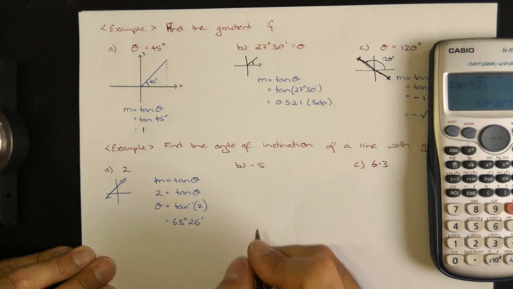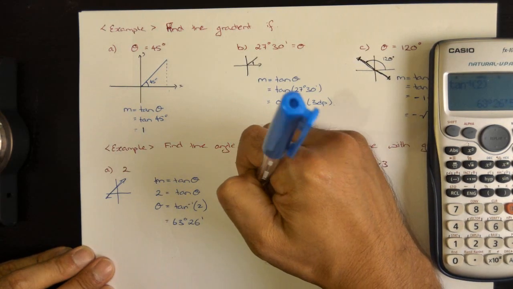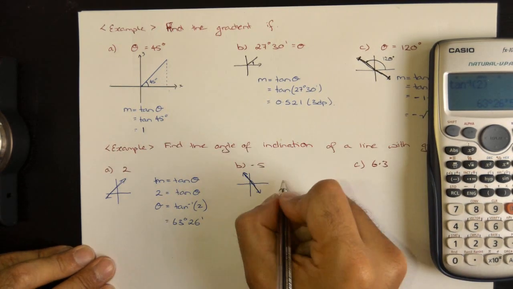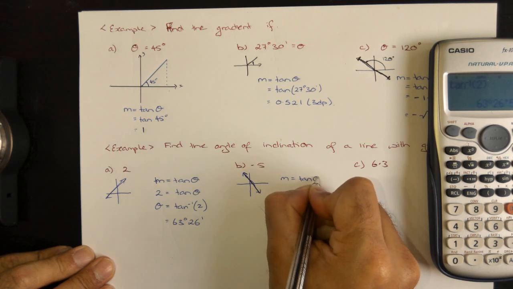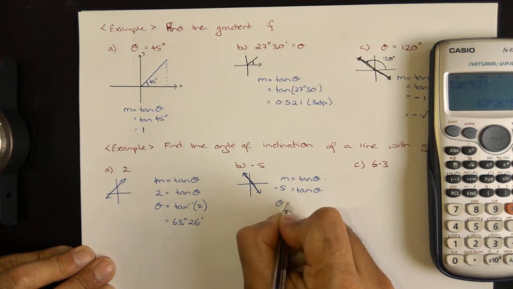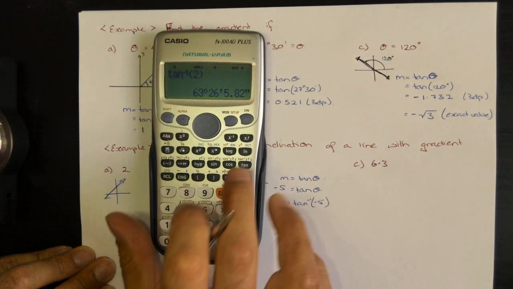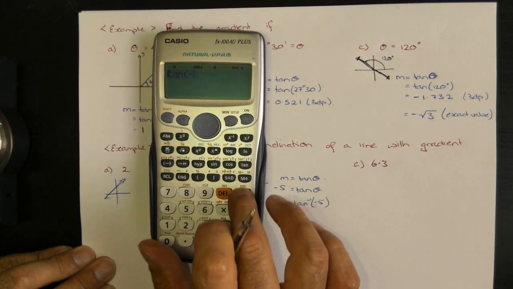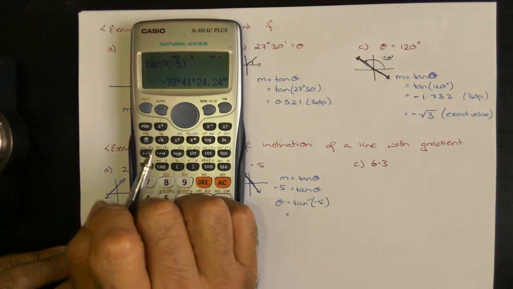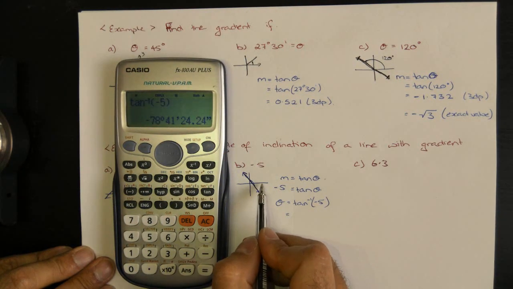What about m equals negative 5? What's happening? I'm going down this way, right? So m equals tan theta. If m was negative 5, we're going to do inverse tan. So shift tan negative 5. I'm getting this negative 78 degrees.